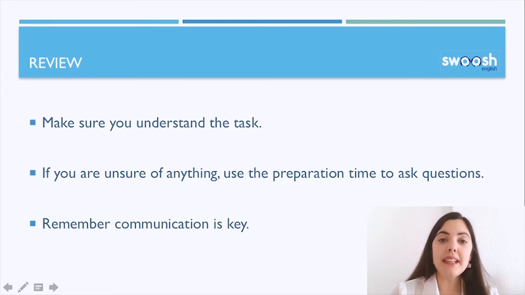Okay, so let's look back at the main things you have to do in your speaking subtest. Number 1 is when you get that role card, really do make sure that you understand the task. You have 2 to 3 minutes to read, to think, and to ask questions, so do use that time. If you're unsure of anything, use the preparation time. The interlocutor is there to help you. So, always make sure you've understood the task, the situation, and who you are talking to. And remember, above all, communication is key.